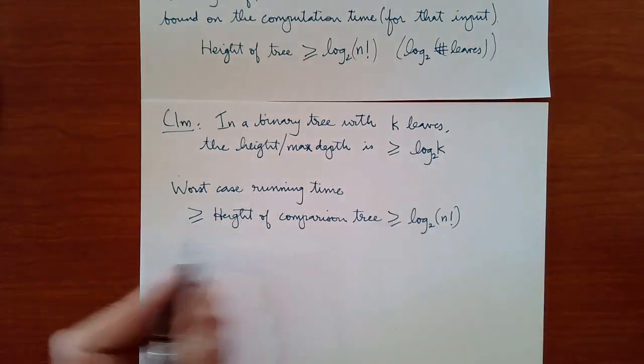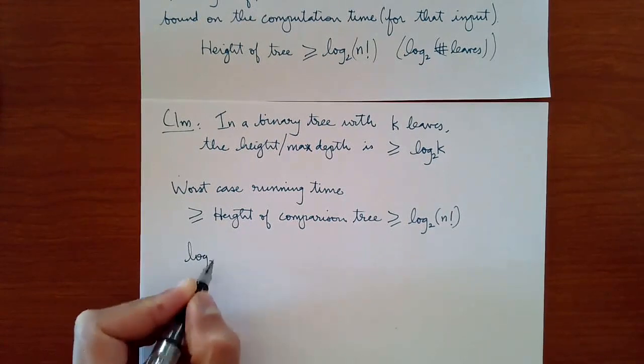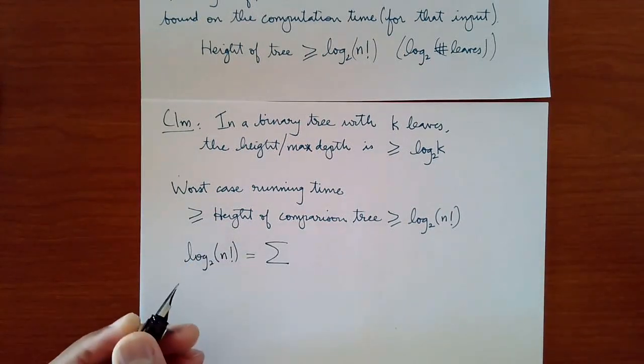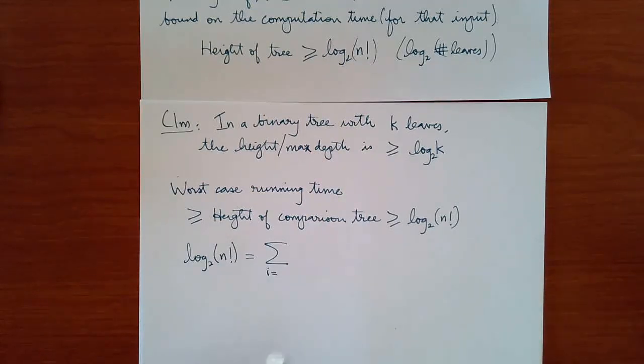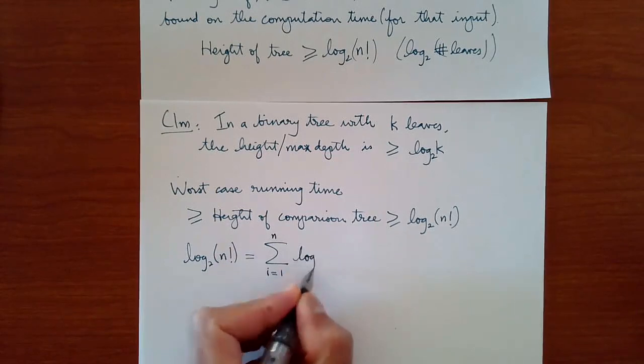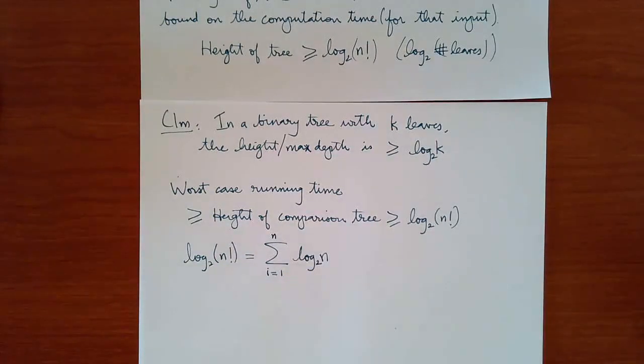So let's write this out, right? So log base 2 of n factorial is what? It's the summation i going from 1 to n of log base 2 of i. Using this, can you do better than log base 2 of n as a lower bound?